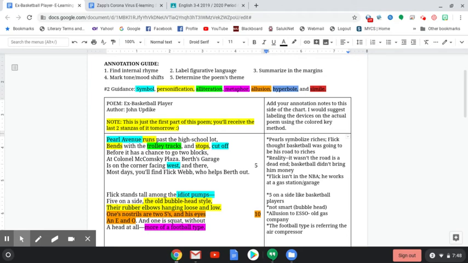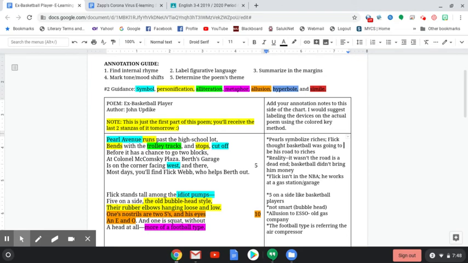Pearl Avenue runs past the high school lot, bends with the trolley tracks, and stops cut off before it has a chance to go 2 blocks at Colonel McComsky's Plaza. Burr's Garage is on the corner facing west, and there, most days, you'll find Flick Webb, who helps Berth out.